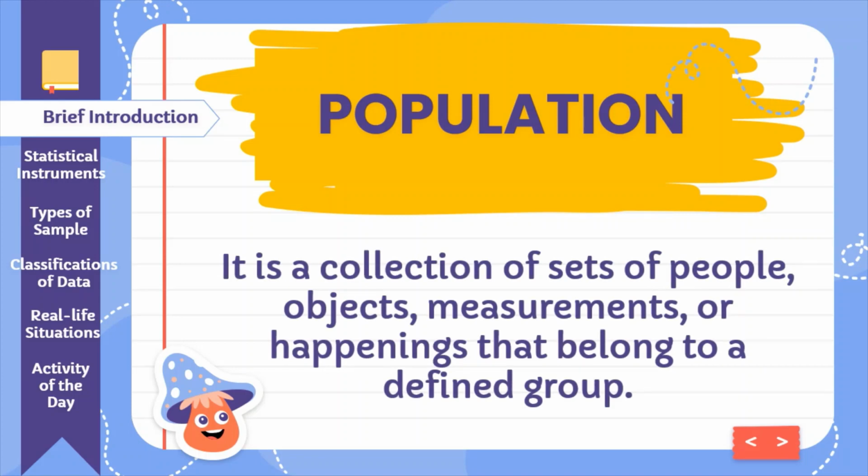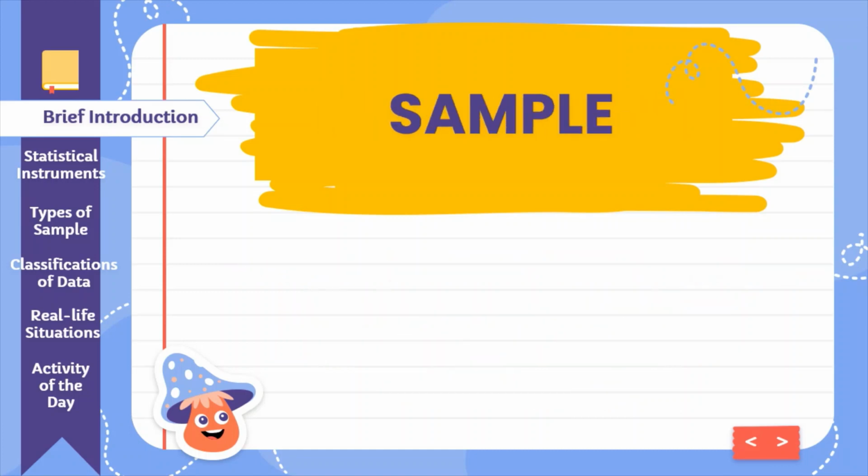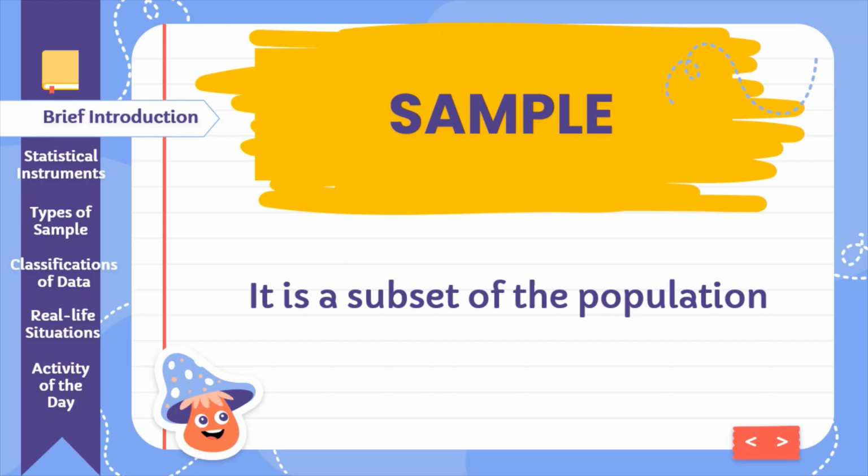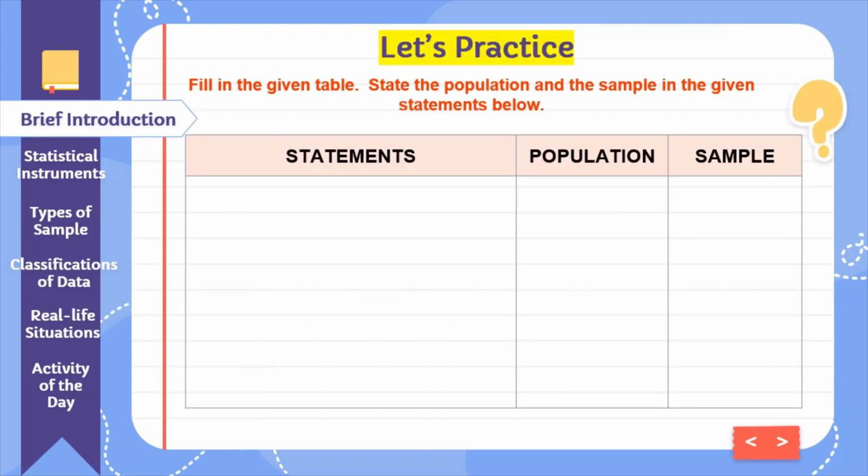What is population? It is a collection of sets of people, objects, measurements, or happenings that belong to a defined group. Sample. It is a subset of the population. Para mas maintindihan natin kung ano yung difference between population and sample, kasi mahalaga po yan. Pag sinabi kasing population, pwede pong grupo ng tao or grupo ng gamit. Depende po kung ano yung sinusurvey natin o yung pinagkukuhanan ng status. Kaya nga yung statistics, status po yung kinukuha natin bilang.